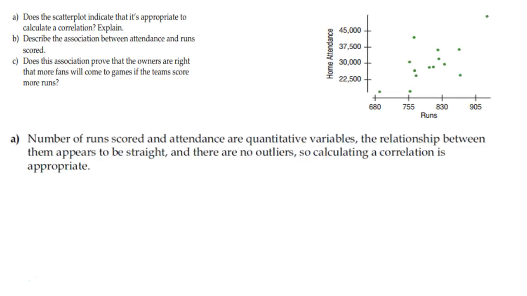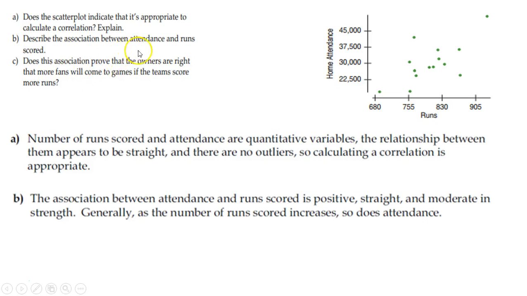Well, the number of runs scored and attendance are both quantities. So it does appear we could use them, right? And there doesn't appear to be too many outliers, if any. So calculating a correlation would be fine for us to find. Like, there could be some that would be vaguely outliers here. For the most part, it does appear that they're going up. So you could classify that as maybe an outlier. There may be ways to classify them, but you can still calculate it.